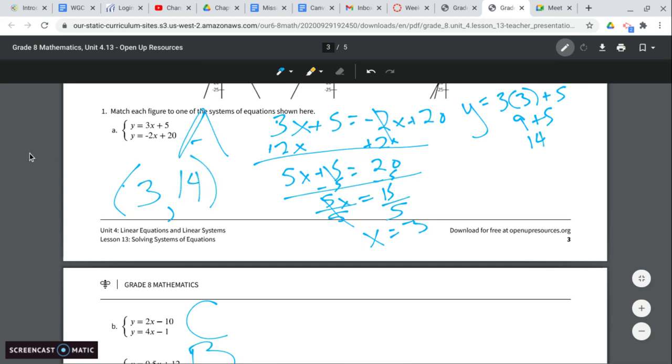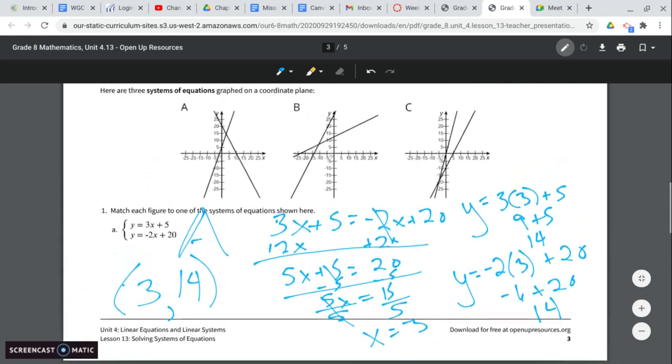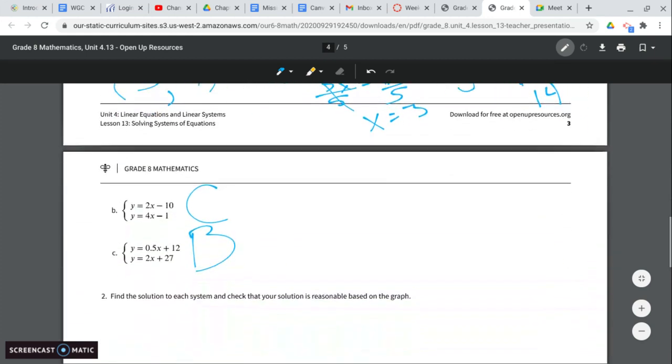Now, I'm going to double check it with this one right here. So we have y equals negative 2, parentheses 3, plus 20. Negative 2 times 3 is negative 6, plus 20 is 14. So just like I said, it doesn't matter which equation you use. When you plug your initial solution back in, you're going to get the same answer both ways. And if we look, (3, 14), we're a little less than 5 and almost to 15. (3, 14) is a reasonable solution for this.